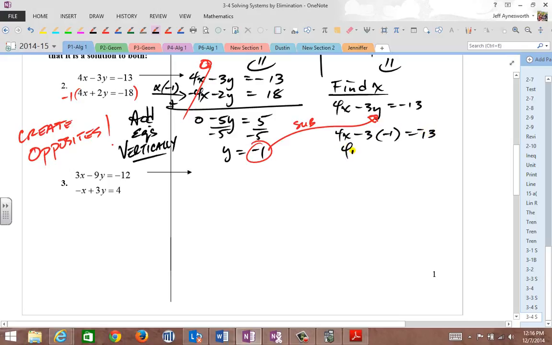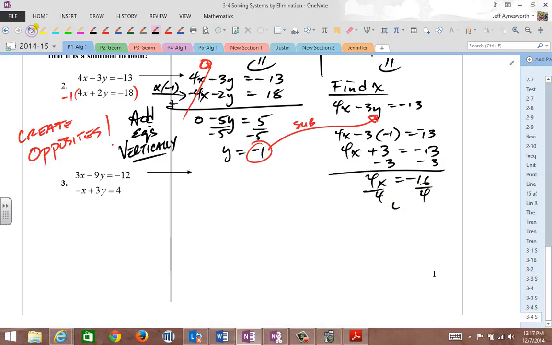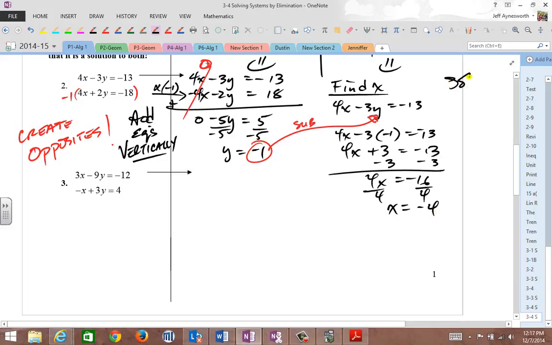All right, let's simplify. 4x plus 3, negative 3 times negative 1 is 3. That's equal to negative 13. Let's subtract 3 here, and let's solve for x. Okay, negative 13 plus negative 3 is a negative 16. Add vertically. All right, divide by 4, and you get, or excuse me, x is equal to negative 4. So my solution here as an ordered pair is negative 4, always x first, comma, negative 1.